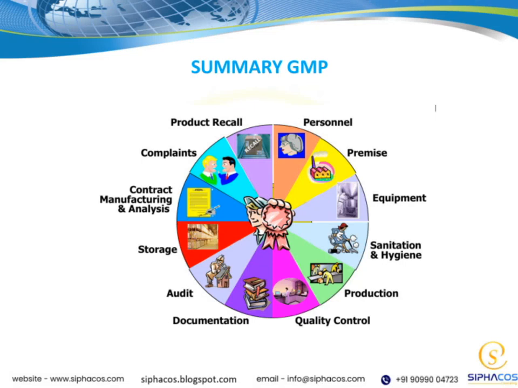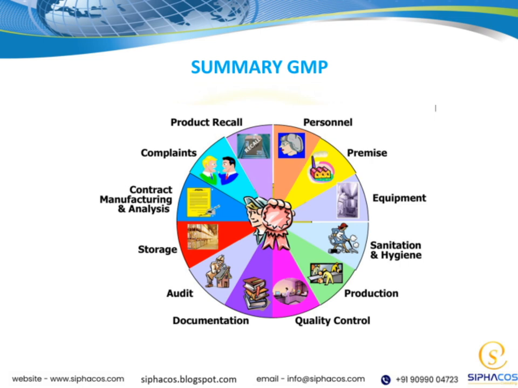summary of good manufacturing practices, or GMP. First, GMP is all about ensuring that products are consistently produced and controlled according to quality standards. It's the foundation of reliable and safe manufacturing processes.